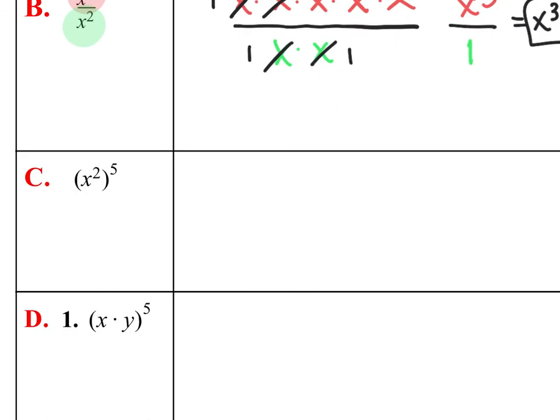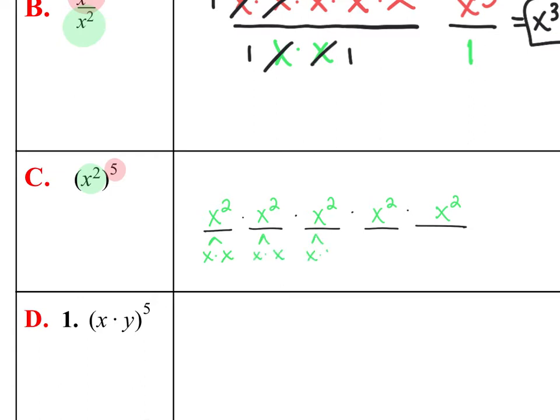So in situation C, I want to look at my outermost exponent of 5. Remember, my exponent tells me how many slots I should draw. I'm going to draw 5 slots because an exponent of 5 means repeated multiplication 5 times. That exponent of 5 happens to be touching everything inside the parentheses, which is x squared. So that means on these lines, I can write x squared, because this literally means to multiply x squared by itself 5 times. But remember, everywhere I see an x squared, that actually means x times itself.